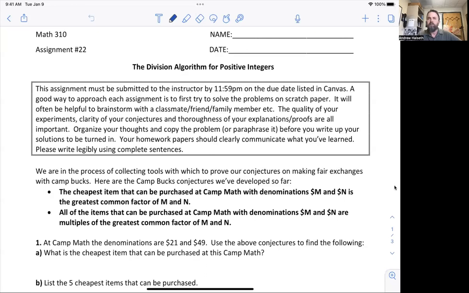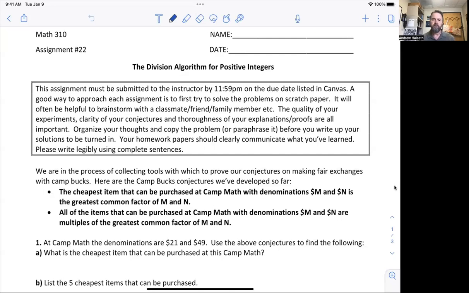We've seen that, like when the denominations were 4 and 7, the biggest number that divides into both of them is 1. So the cheapest item that can be purchased is 1. Or we saw one that was denominations of 6 and 9. The biggest number that goes into both of those is 3. So the greatest common factor is 3, and therefore that's the cheapest item that can be purchased. So now if you have a question that asks for the cheapest item, just find the greatest common factor, right? The biggest number that goes into both numbers.